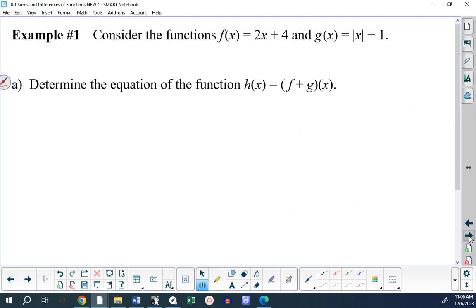I believe in your handout this says warm up, correct? Okay. So this is warm up number 1. We're considering two functions. One function is f of x equals 2x plus 4, and the other function is the absolute value of x plus 1.